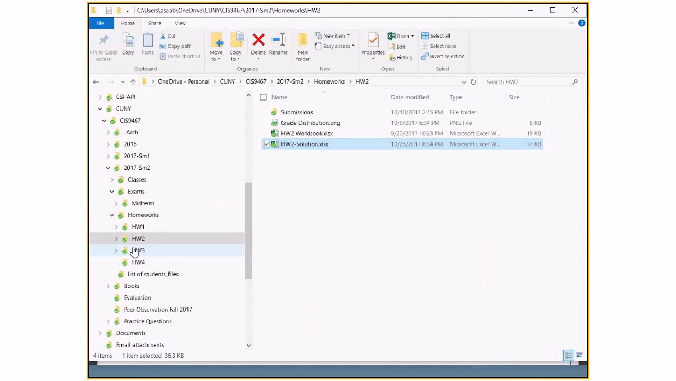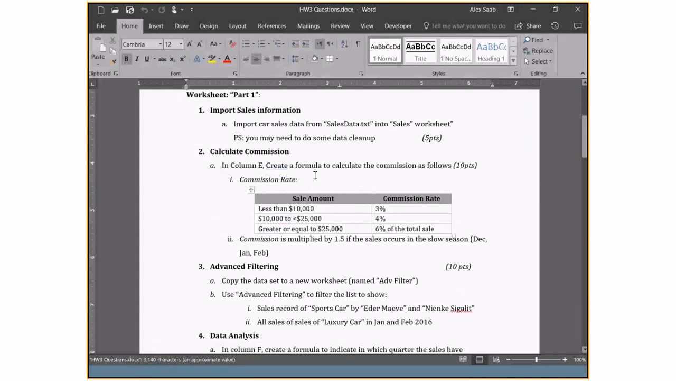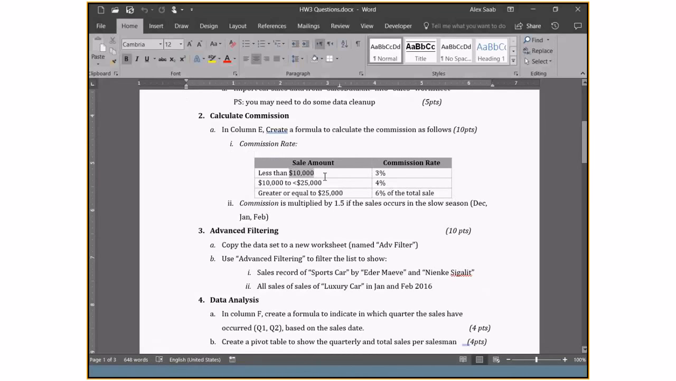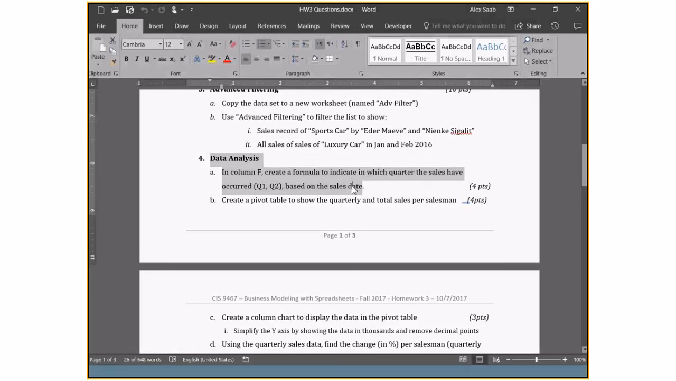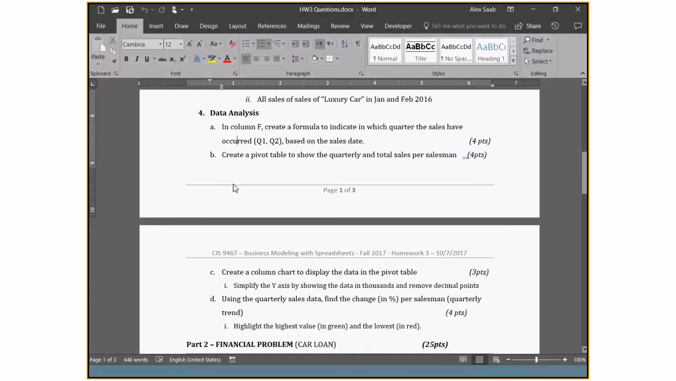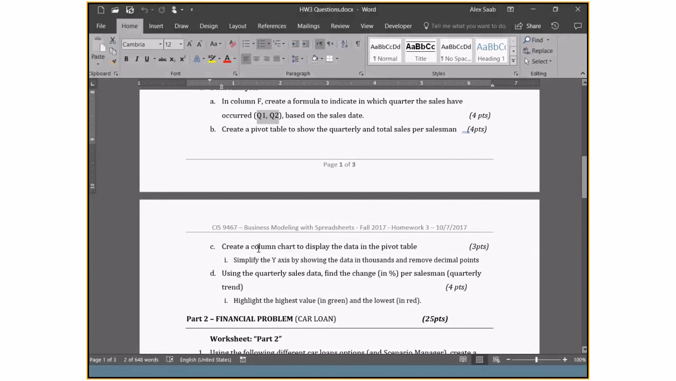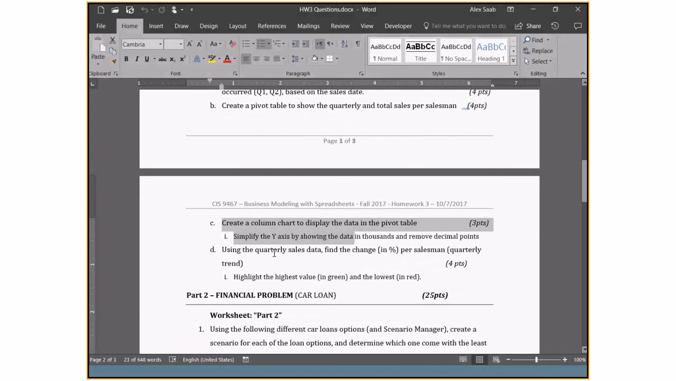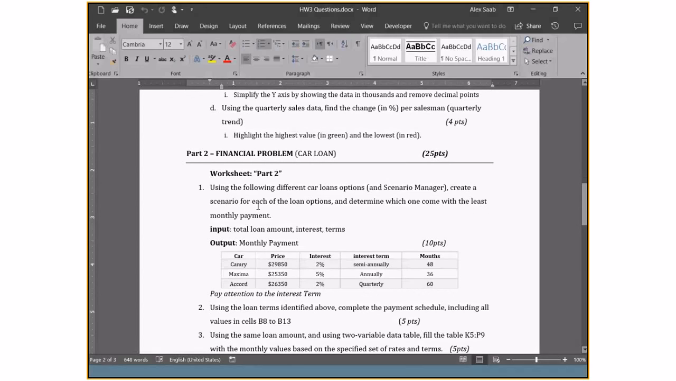Okay, homework 3. Look at the questions quickly. This is the import data. We went over this as if statement. Advanced filtering, we'll look at that. And data analysis, again, you're always going to have some kind of pivot table or a chart. So consider these bonus questions. So you have Q1, Q2, and create a pivot table to show that. And column chart, data salesman, this is also another pivot table. So you can do that in addition to the pivot table.